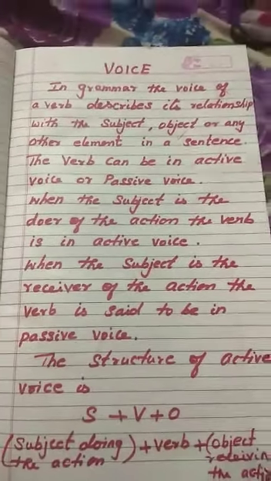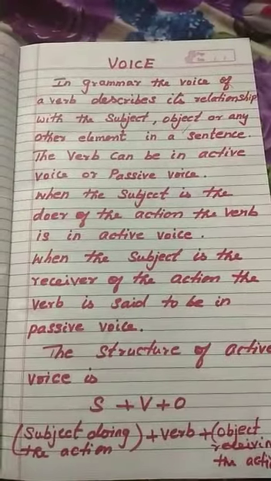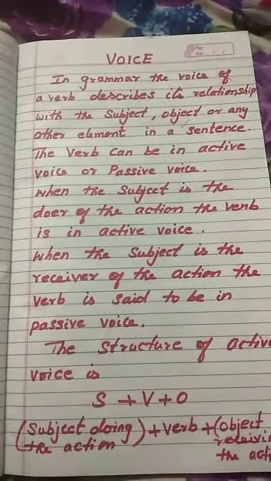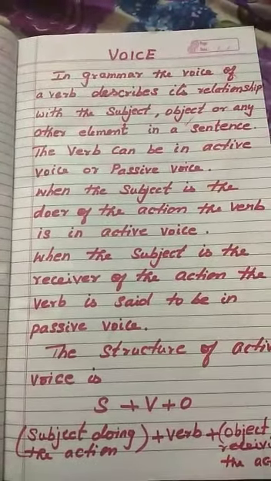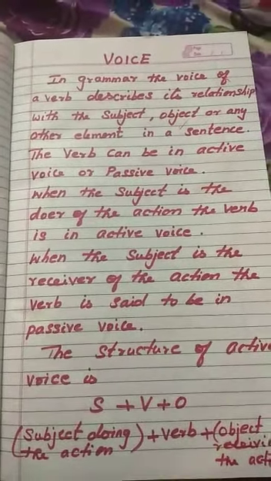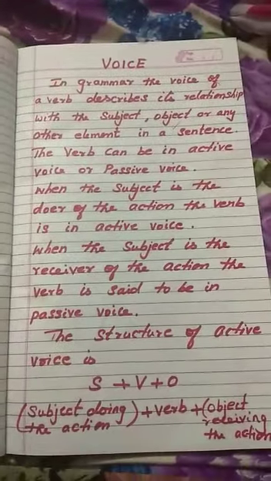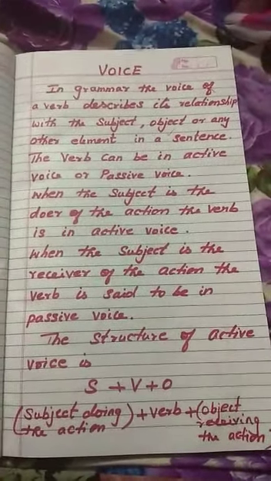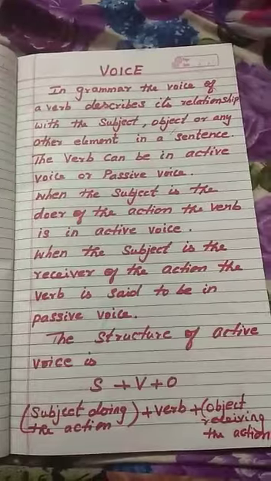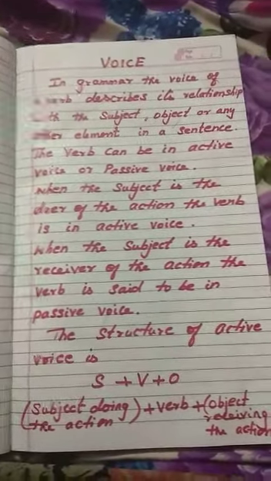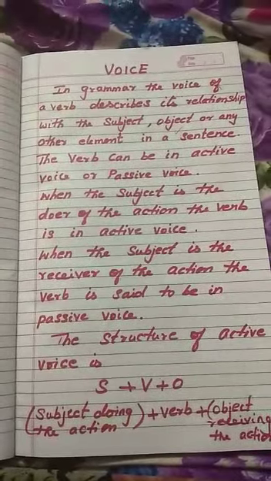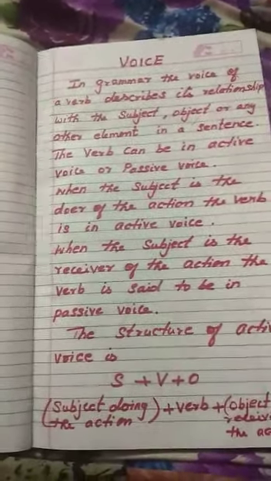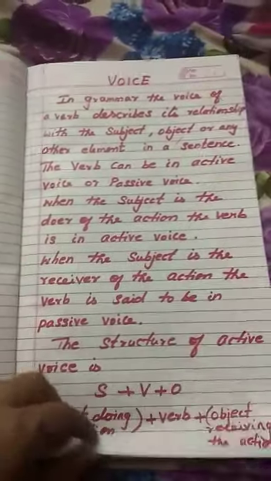The structure of active voice is subject, verb, object. You know it, we need only subject, verb and an object. The subject is the doer of the action, the verb is the action word and the object is the receiver of the action. So we need this part. So first, to convert from one form to another form, we need only subject, verb and an object, and we have to split the sentence into these parts.